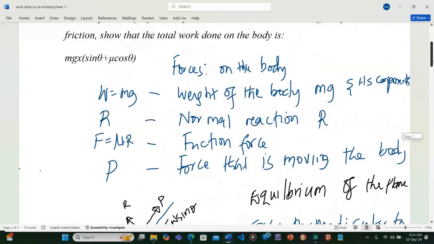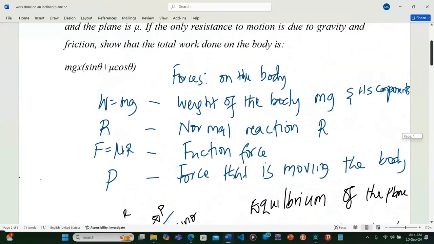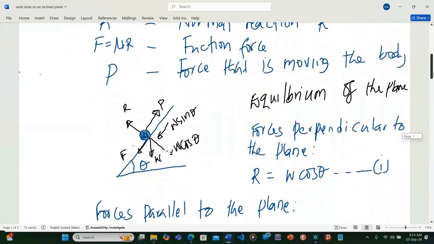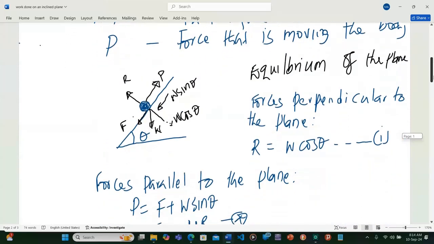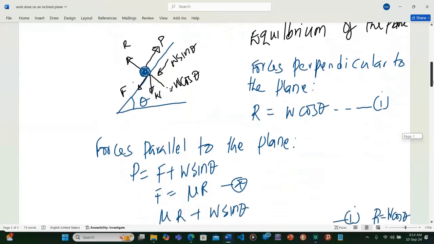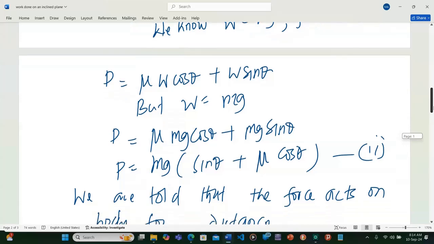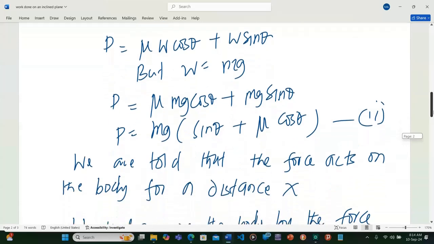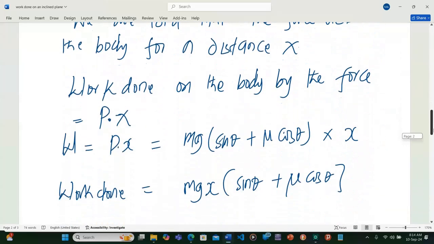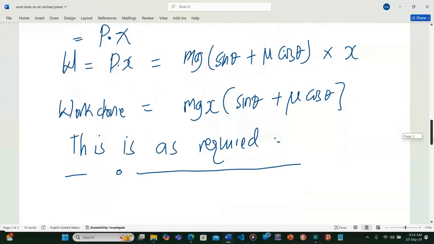So first of all, determine the forces that are acting on the body, then look at the equilibrium of the body by looking at forces that are perpendicular to the plane, and forces that are parallel to the plane. Then give the definition of work done, which is the product of force and distance, and then you will be able to attain that expression.